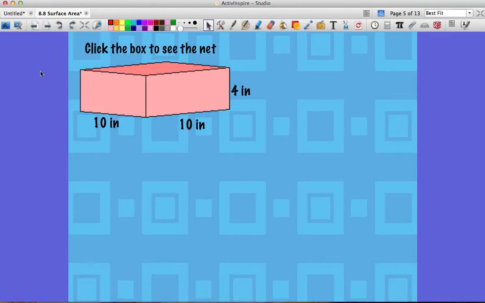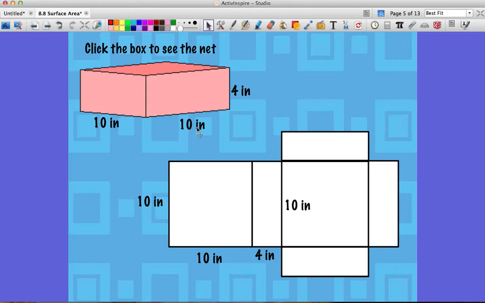All right, so the first thing you want to do is break the 3D figure down into its net. So what you want to think of is the base of the object. In this case, our base is rectangular. It is a 10 by 10 base. Each of these sides is 10 inches by 4 inches tall. So here's the 10 inches by 4 inches tall.